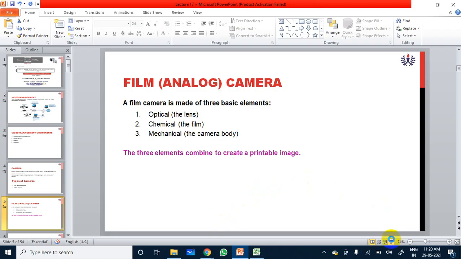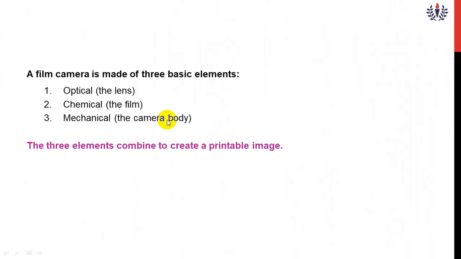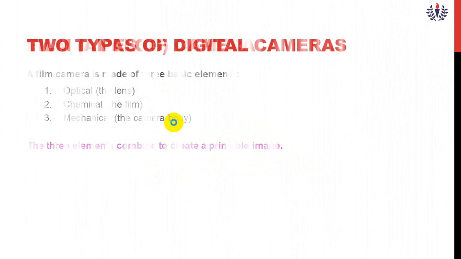Okay, which is the camera body. Now these three elements combine to create a printable image. That is a film camera. The optical element, that is the lens, the film and the camera body combine to create the printable image.